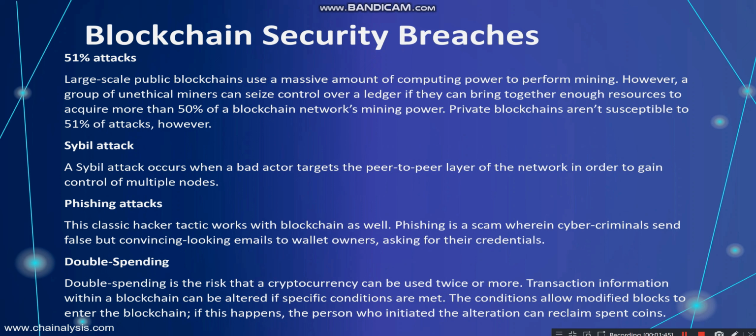Double spending is a risk where cryptocurrency can be used twice or more. Transaction information within blockchain can be altered if specific conditions are met. The conditions allow modified blocks to enter the blockchain. If this happens, the person who initiated the alteration can reclaim spent coins.